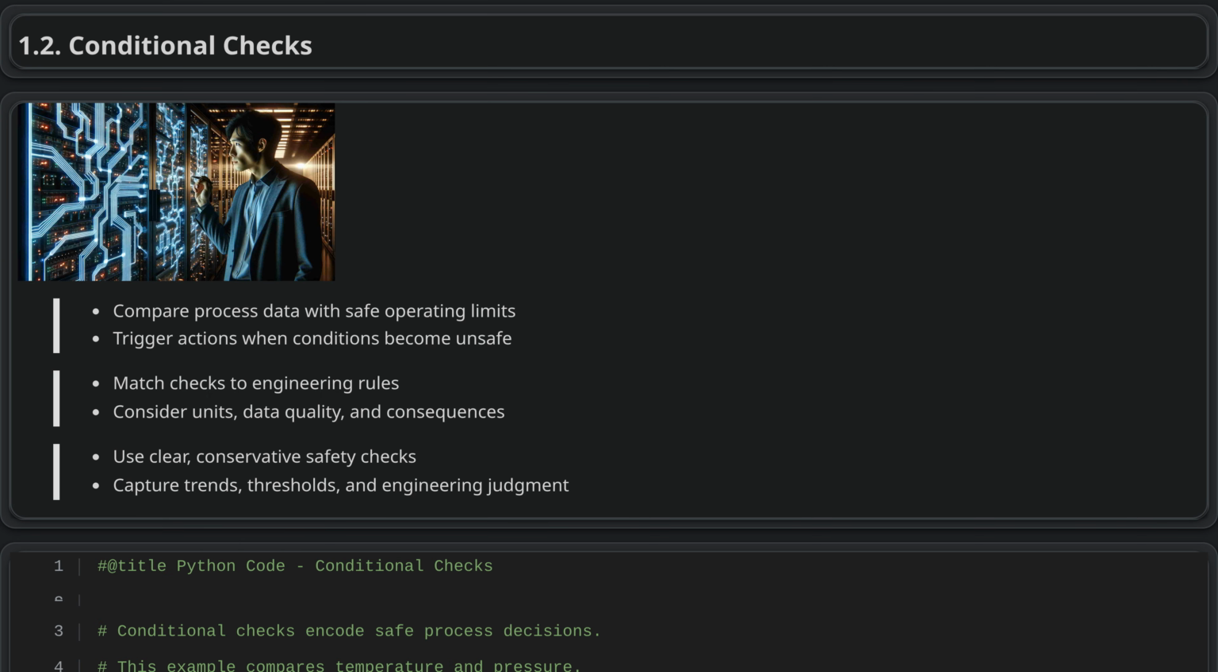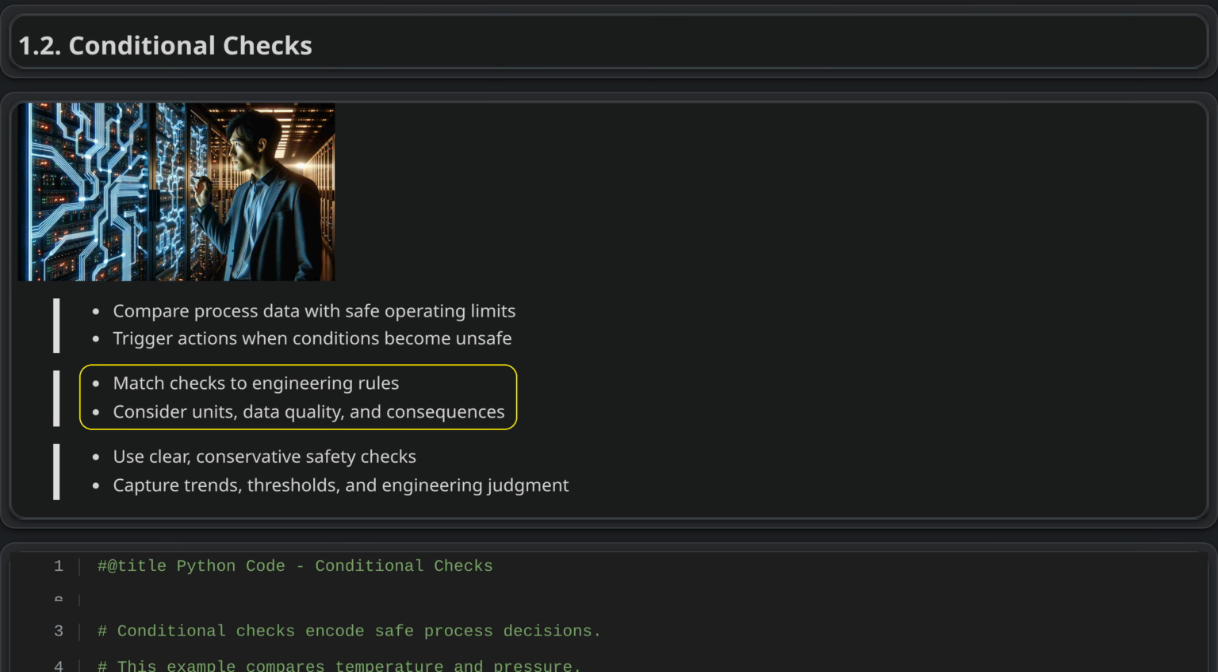Conditional checks. Conditional checks are decision points in a program that test whether a condition is true or false. In chemical engineering, they represent questions such as whether temperature or pressure is within safe limits. These logical tests turn engineering judgment into actions, helping systems detect when critical boundaries are crossed and a response is needed. Conditional checks should reflect real engineering rules, not just programming logic.